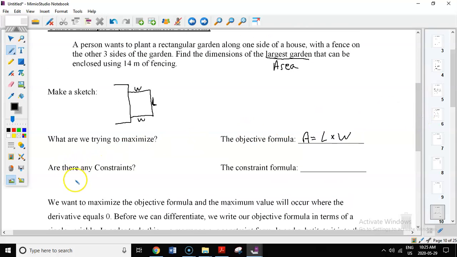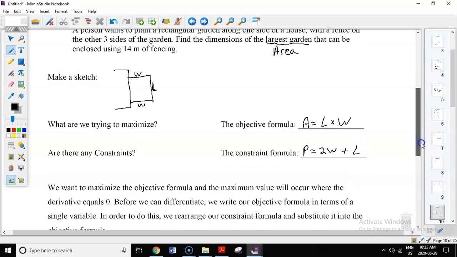And in most measurement cases there's a constraint. Okay, so the constraint formula would mean, for example, we've only got 14 meters of fencing. So what kind of formula do we need to use to represent the length of fencing? Well, the formula for length when you're dealing with rectangles is perimeter. So what do we have? We got two W's and an L. So 2W plus L.